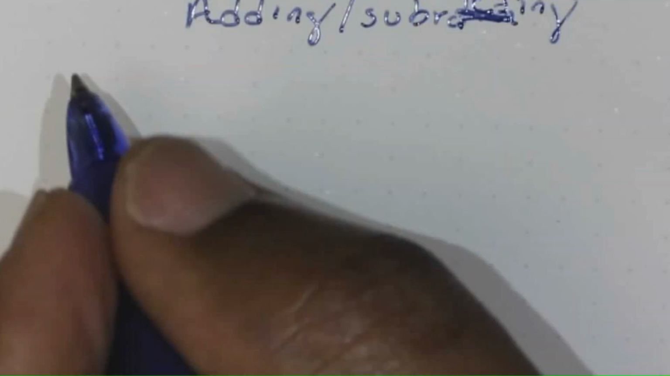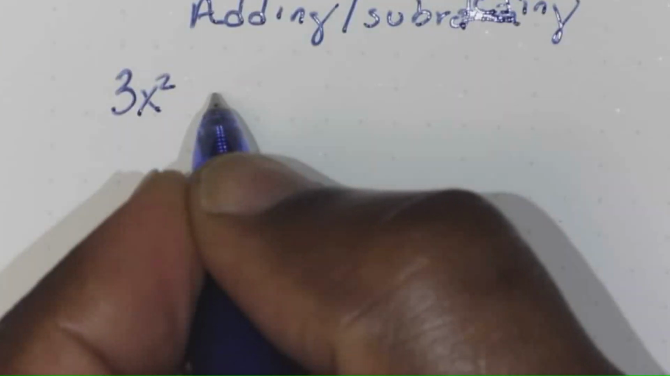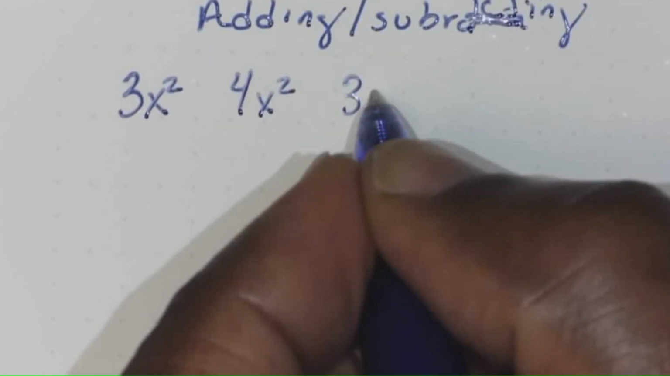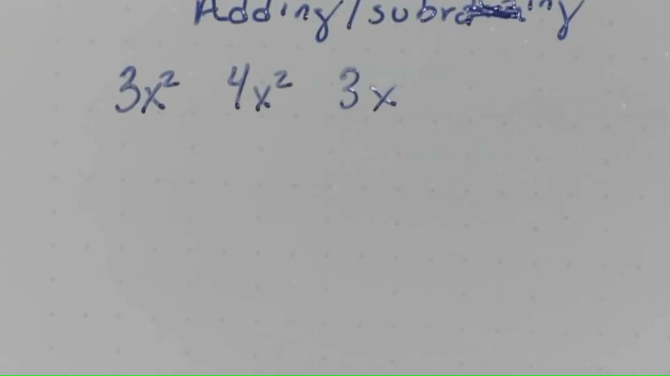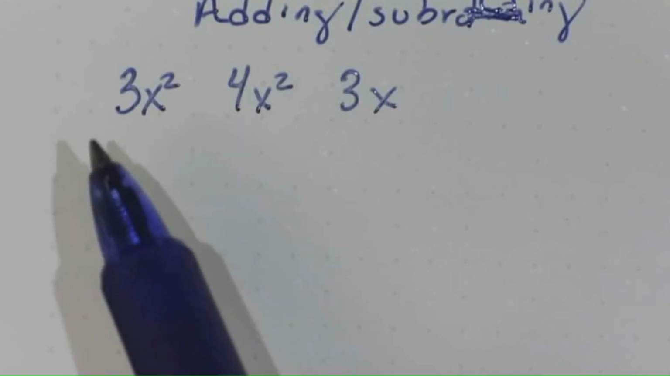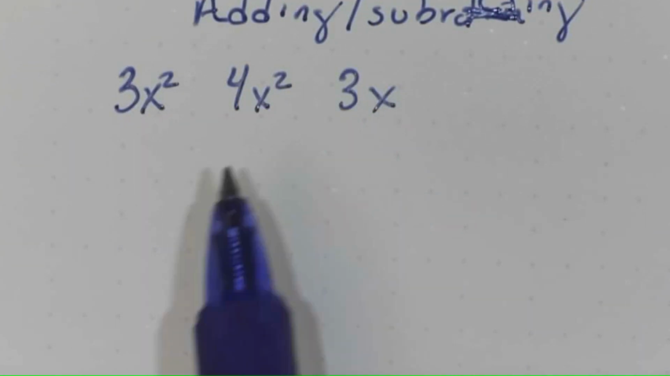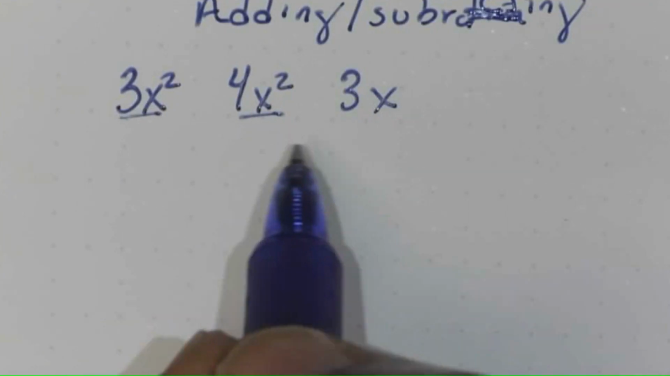Now, the first thing we need to review is a like term. For instance, 3x squared, 4x squared, 3x. Are all three of these like terms? Nope, they're not. Are some of them like terms? Which ones? How do you know? That's right. While all of them have x's, they're not like terms unless they have the same variable and exactly the same exponents. So these terms are like terms.